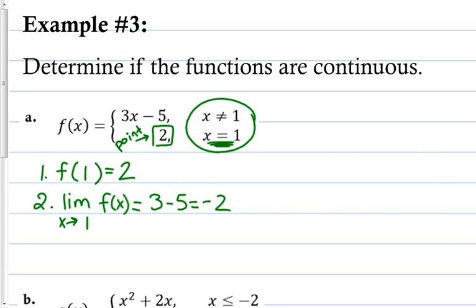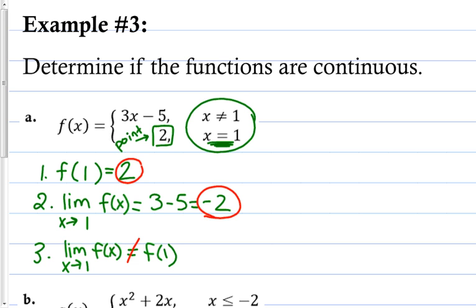So hopefully you see the problem already. So part 3 is that the limit should equal whatever I get when I plug in 1. And as you can see, I got negative 2 here, and I got positive 2. So that's not true. So this function is not continuous.